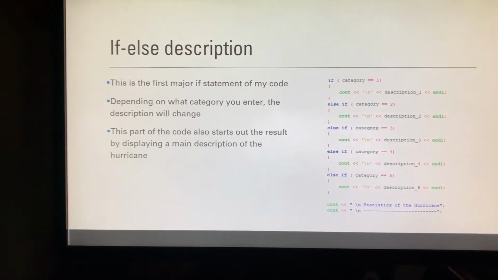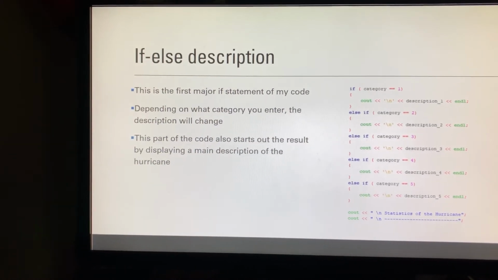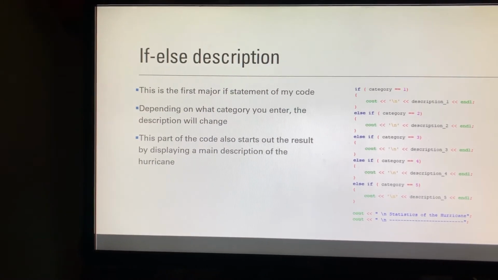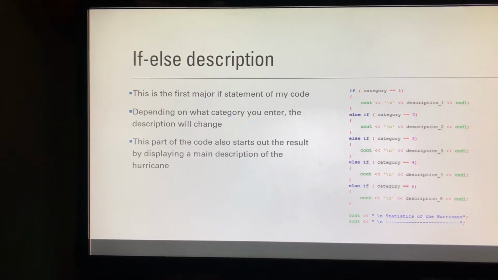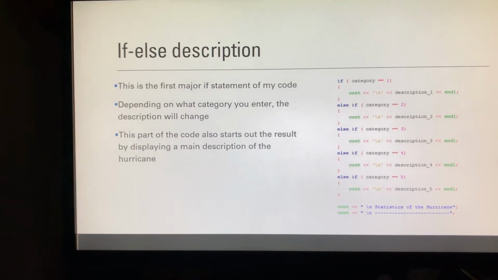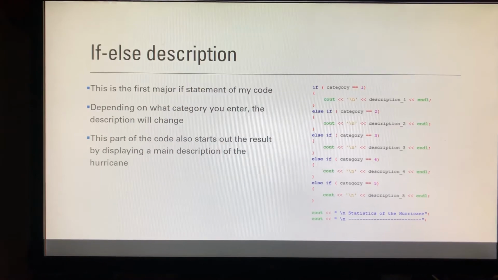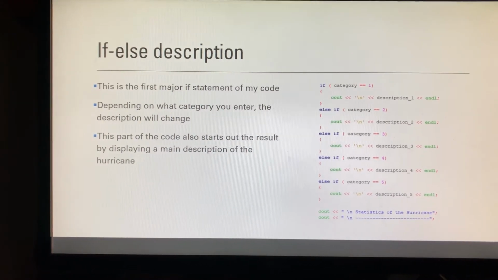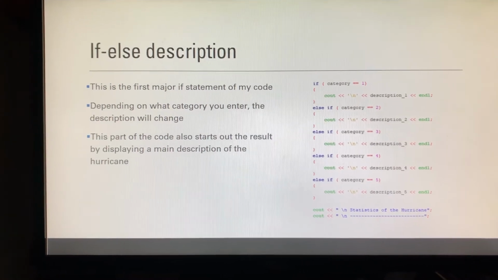This is the first major if statement of my code. Depending on what category you enter, the description will change. This part of the code also starts out the result by displaying a main description of the hurricane. So based on what category you enter, it gives you a different description of what the hurricane will be like and what damage it can do. And as you can see at the bottom of the code, this is the first displayed part of my result.